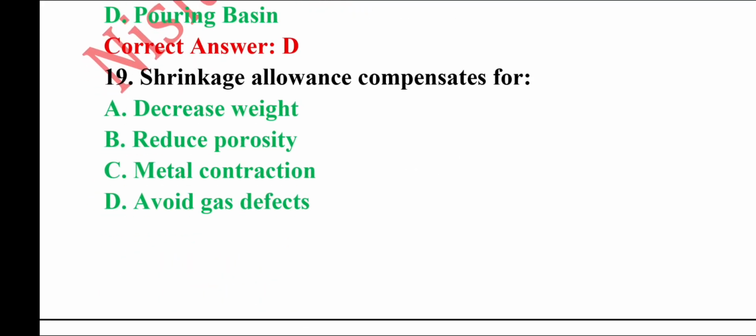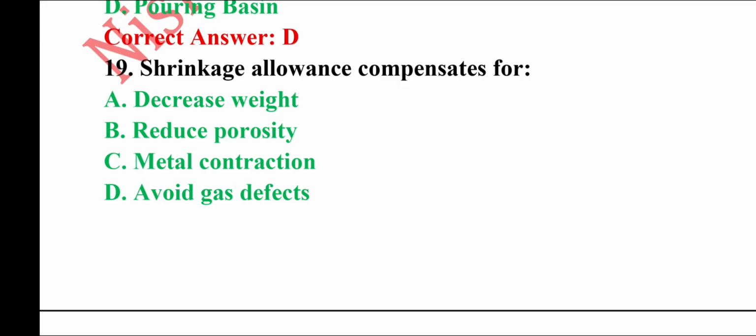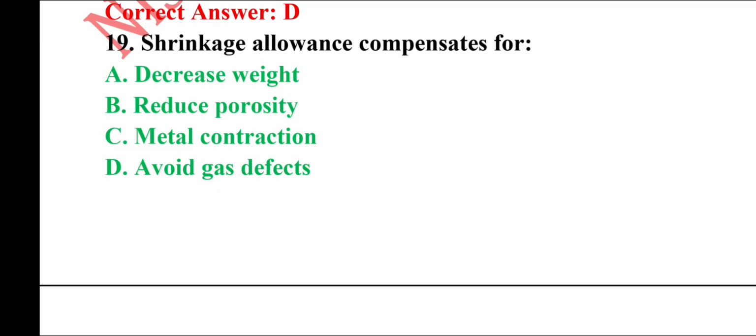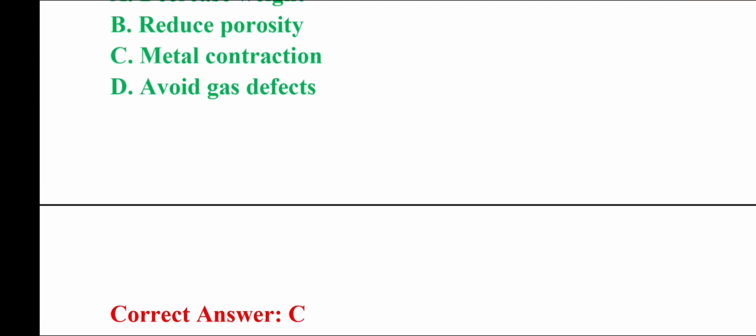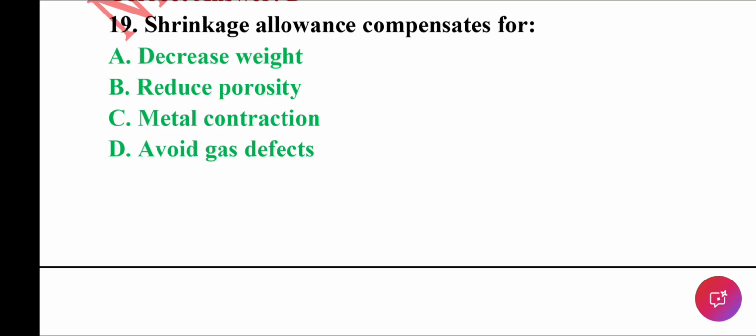So question number 19 is your shrinkage allowance compensate for decrease weight, reduce porosity, metal concentration or avoid gas defect. The correct answer is C, your metal penetration.